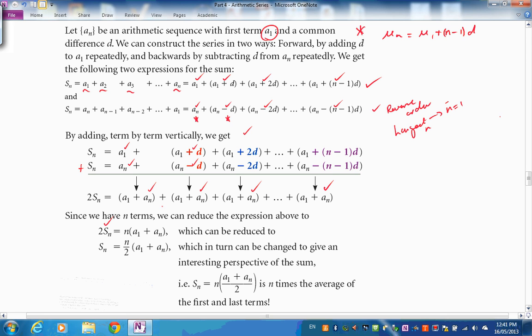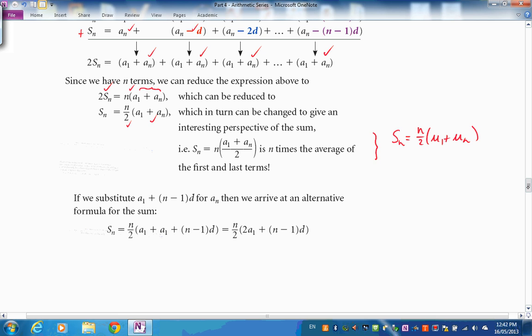Well, we've got 2Sn as before, and how many terms? Got n terms, and they've all come to A1 plus An. So if we divide by 2, we have that form there. So that is a nice way of generating a formula for the sum of n terms. We would normally say Sn equals n over 2 first term plus last term, and that's in the IB information booklet for this course.